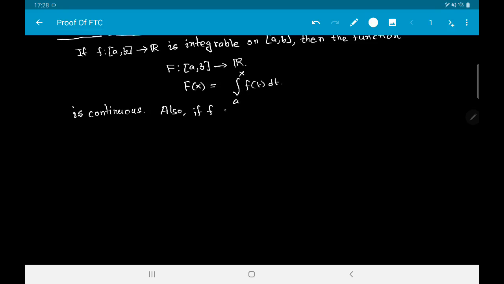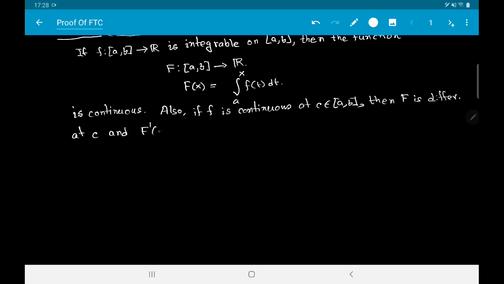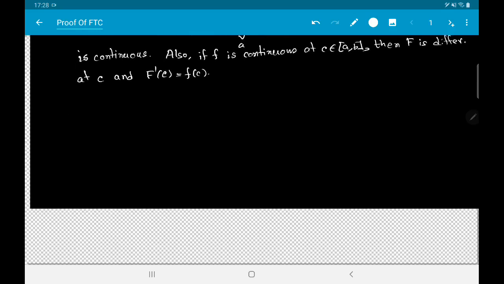if small f is continuous at a point c in the closed interval [a,b], then big F is differentiable at the same point c. And you will ask what is F'(c). This is given by exactly small f of c. Okay, let me try to prove this.